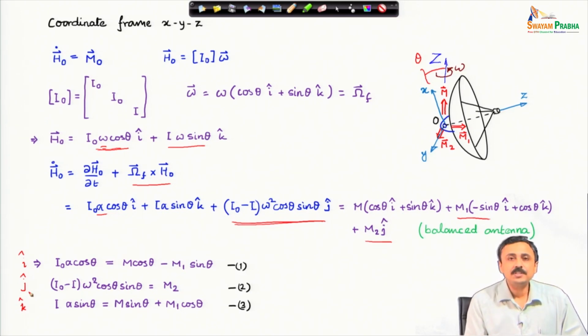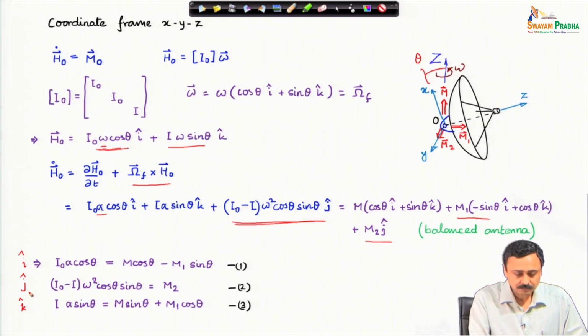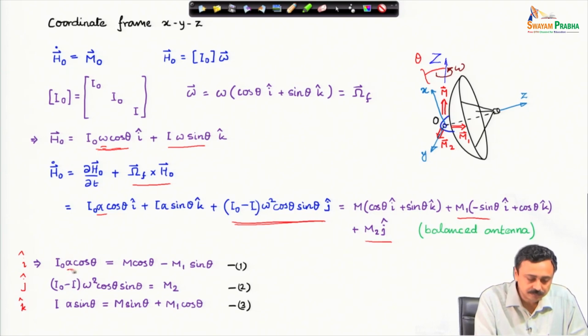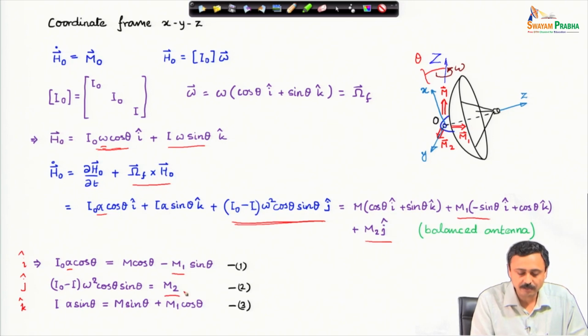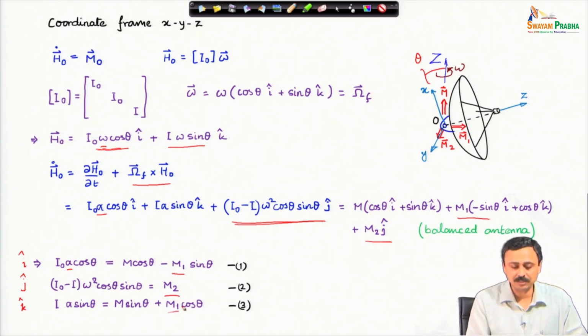I have these 3 equations coming out of the angular momentum equation, and I have 3 unknowns. I have angular acceleration as an unknown, I have m1 as an unknown, and I have m2 as an unknown. So, there are 3 unknowns: angular acceleration, moment m1 and moment m2, and there are 3 equations, so I should be able to solve.